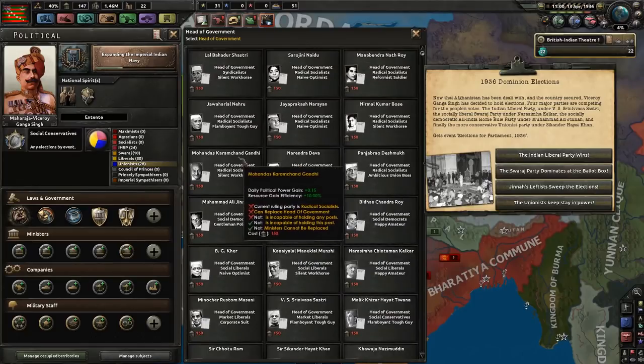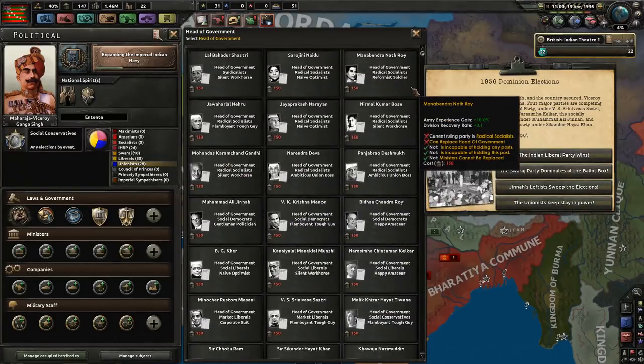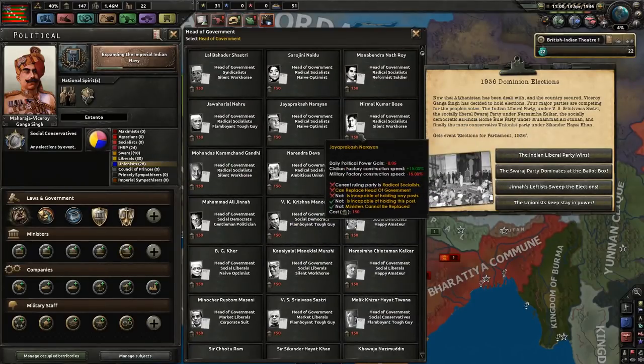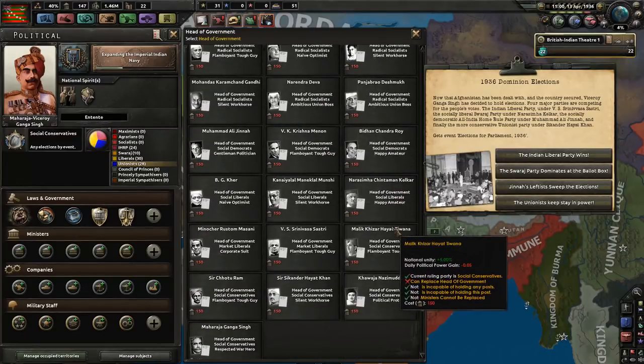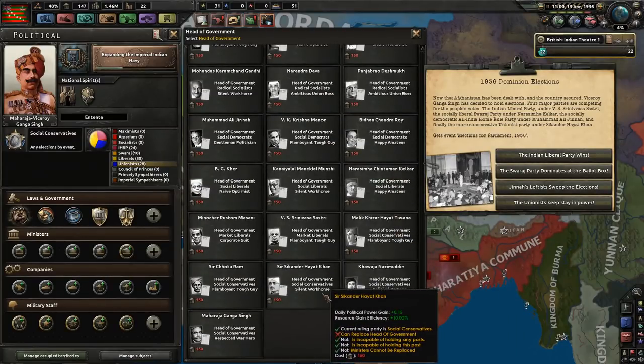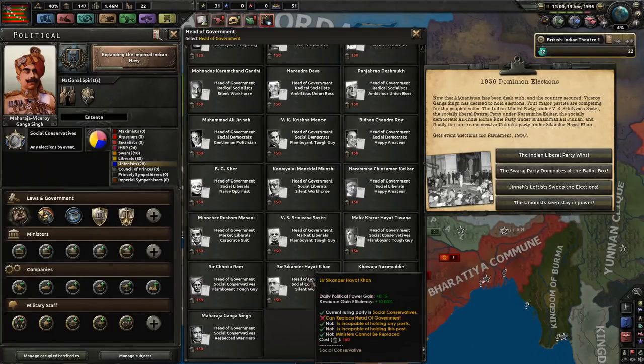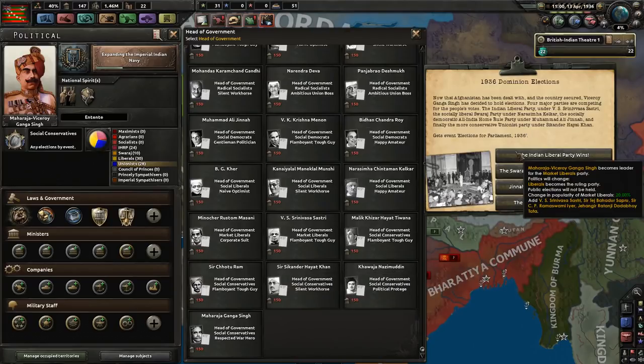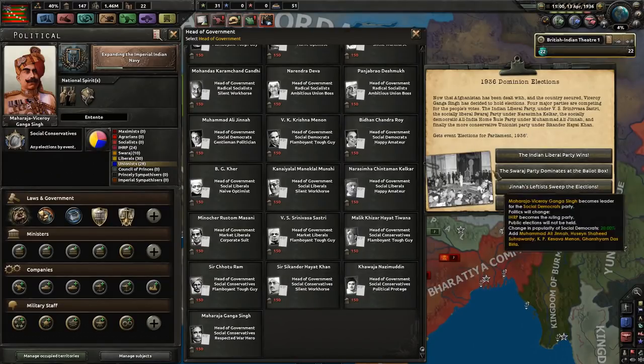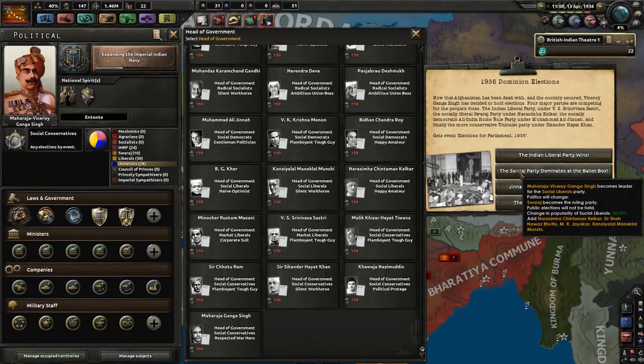If you go with Khan here, by the way, note that Gandhi is available. That's explained in my other video. Khan. Where's Khan? Right here. So yeah, if you went with the social conservatives, you will get more daily political power and more resource gain efficiency. So that's one difference between the market liberals and the social conservatives, for example. But it's just strictly the ministers.